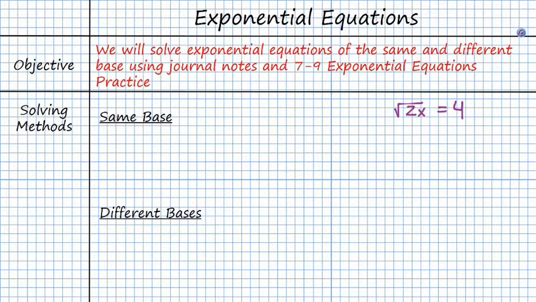For instance, if I wanted to solve the equation square root of 2 to the x is equal to 4, how would I solve that? Well, you know that we would square both sides, and then you get 2x is equal to 16, and so we can solve that x is equal to 8. What's interesting is that the square root and the square are inverses of one another, so they work together to cancel each other out. That's why we had to use the square, because it's the inverse of square root.